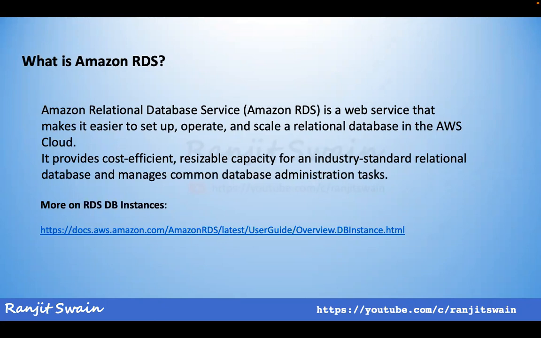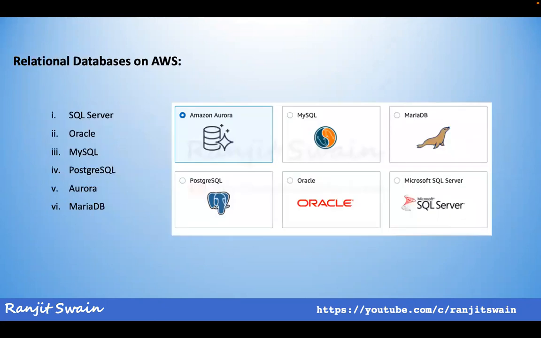Okay, so what are these databases? It provides these six kinds of databases. If you see this picture, I got it from the AWS documentation page. It provides Amazon Aurora, MySQL, MariaDB, PostgreSQL, Oracle, and Microsoft SQL Server. So these are the relational databases which AWS provides.